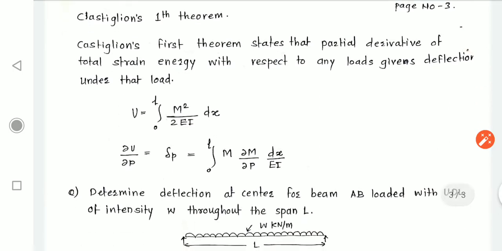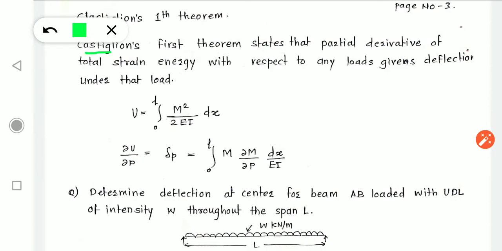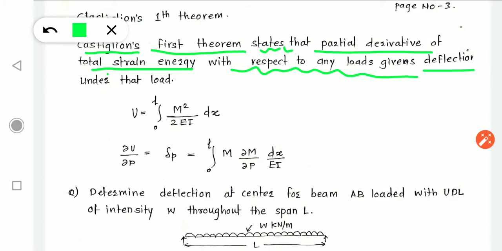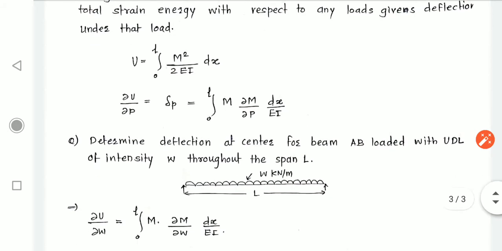Now we are solving the second method. We are trying to learn the second method, or the last method of the first unit. That is Castigliano's first theorem. It is a strain energy based method, and what this method says is that the partial derivative, okay, not the complete derivative, we are taking the partial differentiation of the total strain energy with respect to any load, and it gives the deflection under that point.